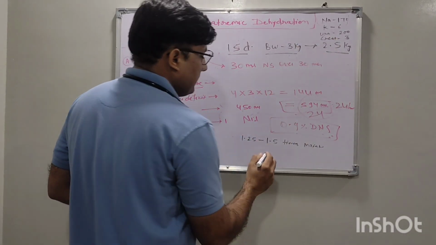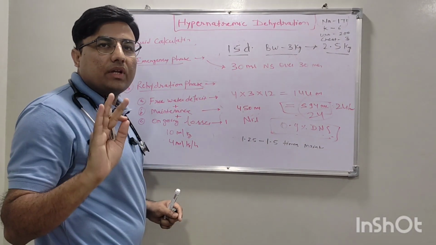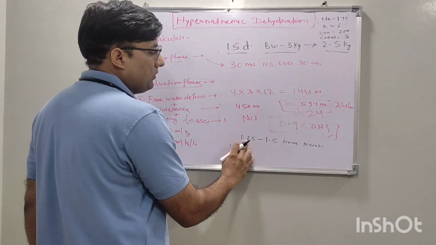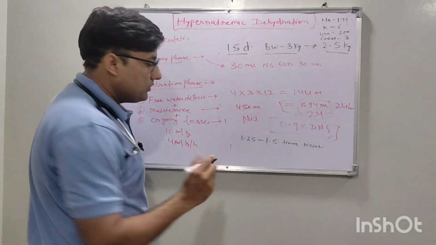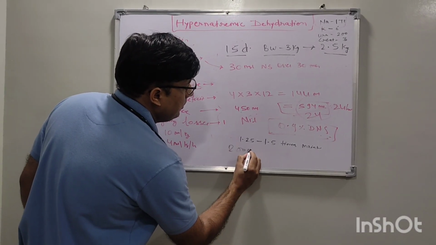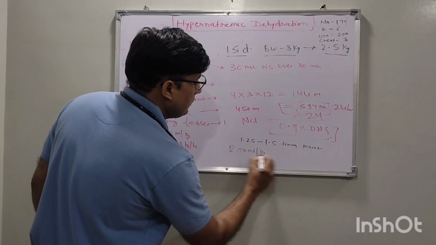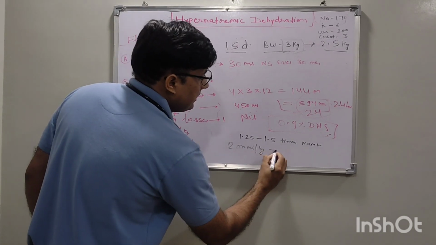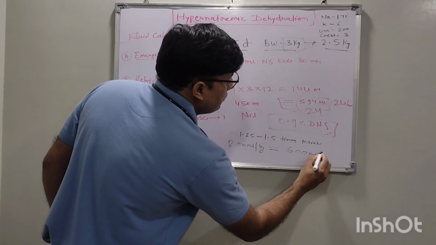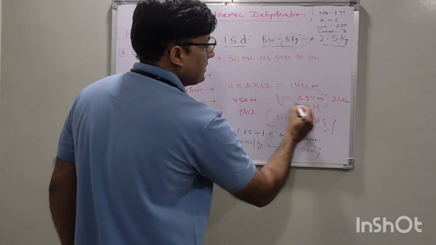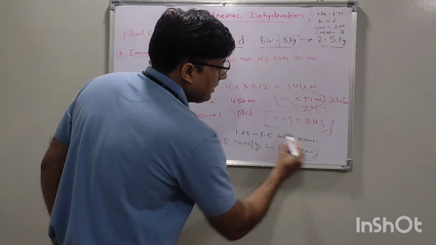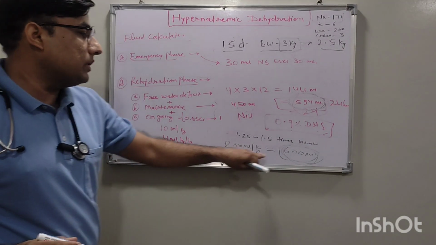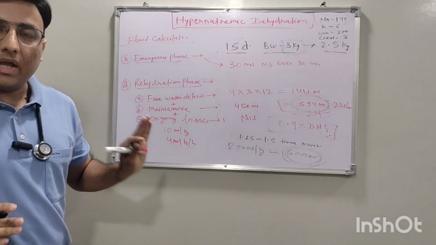This baby was 3 kg. If we take maintenance as 150 ml per kg for that baby, we have to give 1.25 to 1.5 times, which means we can take 200 ml per kg. For the 200 ml per kg, we have to take the pre-illness weight. Pre-illness weight was 3 kg, so it comes to 600 ml. Here it was 594, so almost the same. 594 or 600, not much difference. So we can directly start 200 ml per kg, total 600 ml over 24 hours.